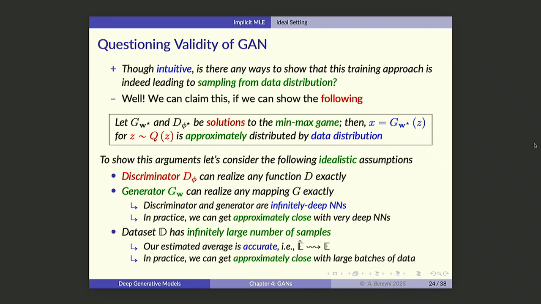I'm going to replace E hat with E. Again, in practice, I cannot do it, but if I have large enough number of samples, then I get a good approximation of that, right? So it's better that I stick to that one because that's going to make the life easier, okay? Everybody's cool? So generator, discriminator, and also data set are now idealized, meaning that everything is infinitely good, okay?